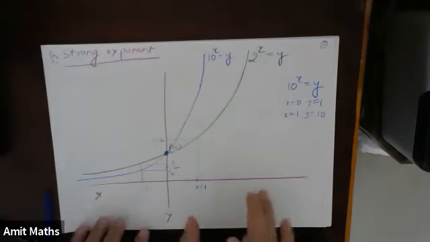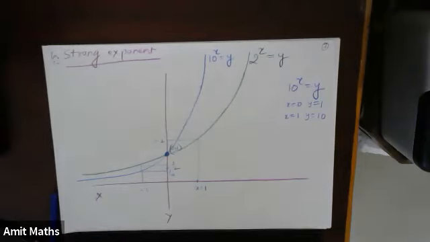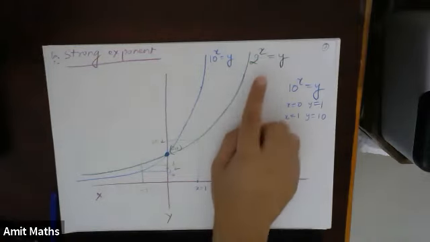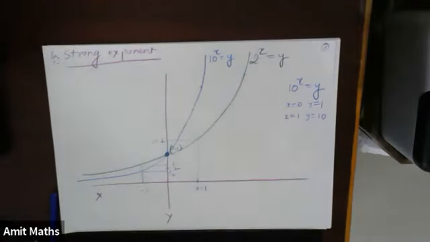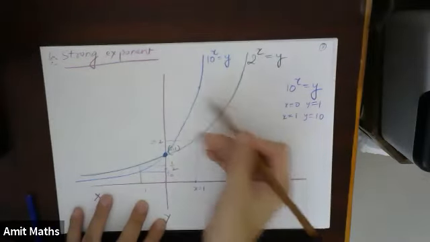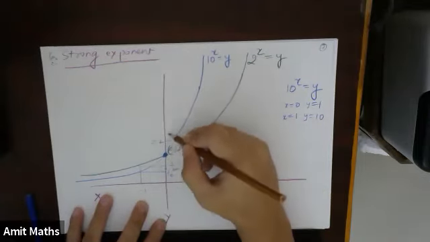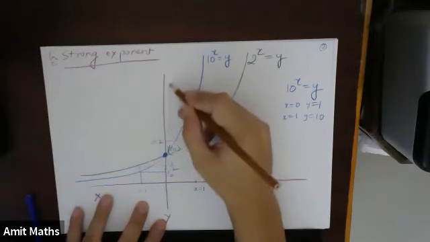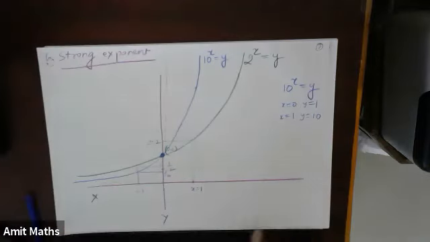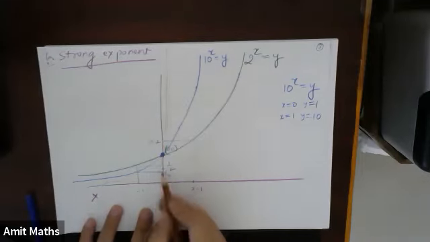Fine. Now, suppose I take the exponent to be a very large number. What will happen to this graph? This will completely move towards this line. So this part will be almost parallel to the y-axis, something like this, and this part will be almost parallel to the x-axis.